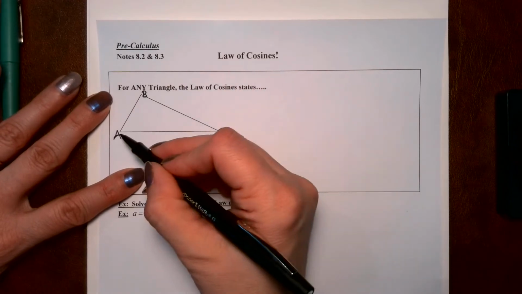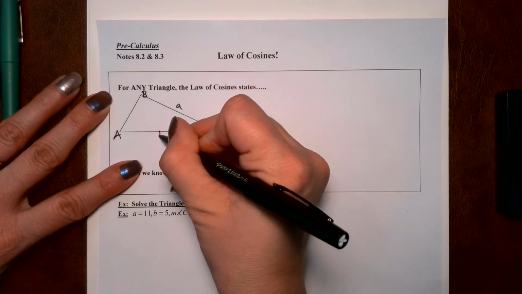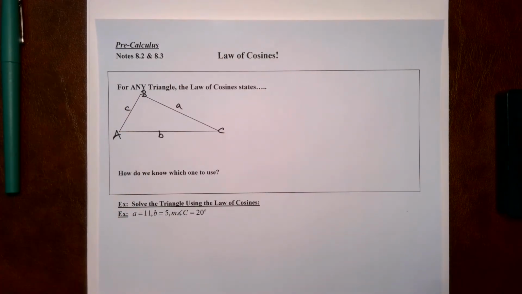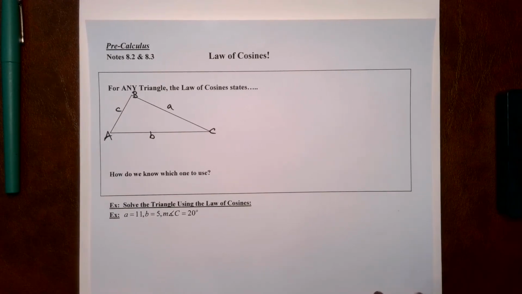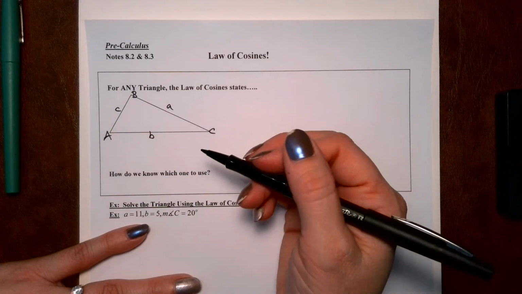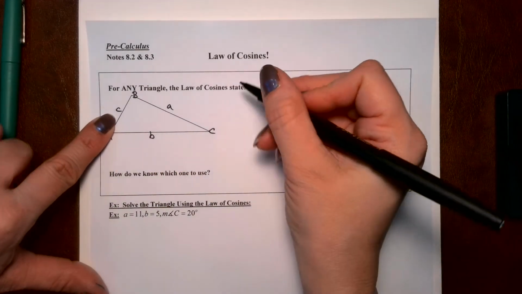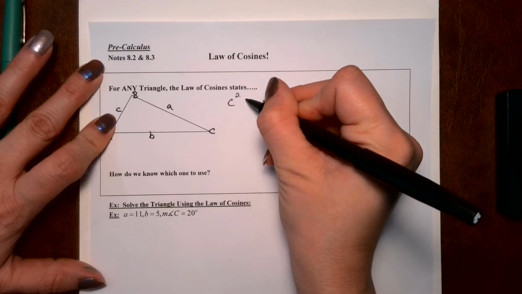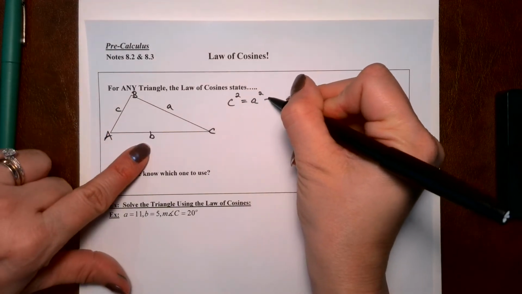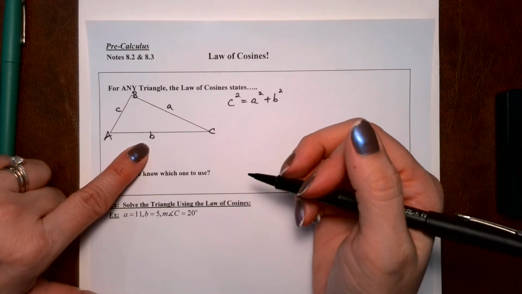And then the side across from angle A would be side little a, here's side little b, and across from C is side little c. Okay, so here's how the law of cosines works. It kind of reminds me of the Pythagorean theorem. So we start with c squared. C squared is equal to a squared plus b squared. And that would be if it was a right triangle, okay?